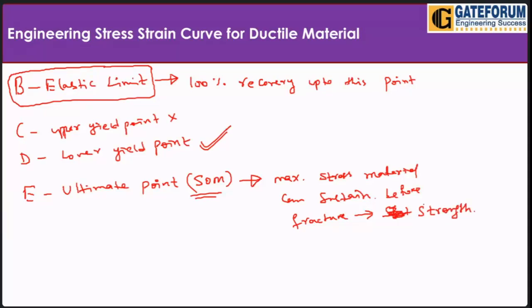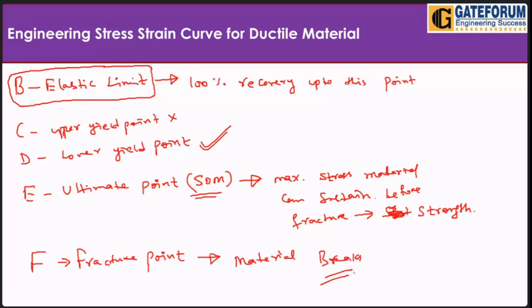Okay, very simple. Now what about F? F means the fracture point. Here we have, that means the material breaks into two pieces. This is the fracture point.